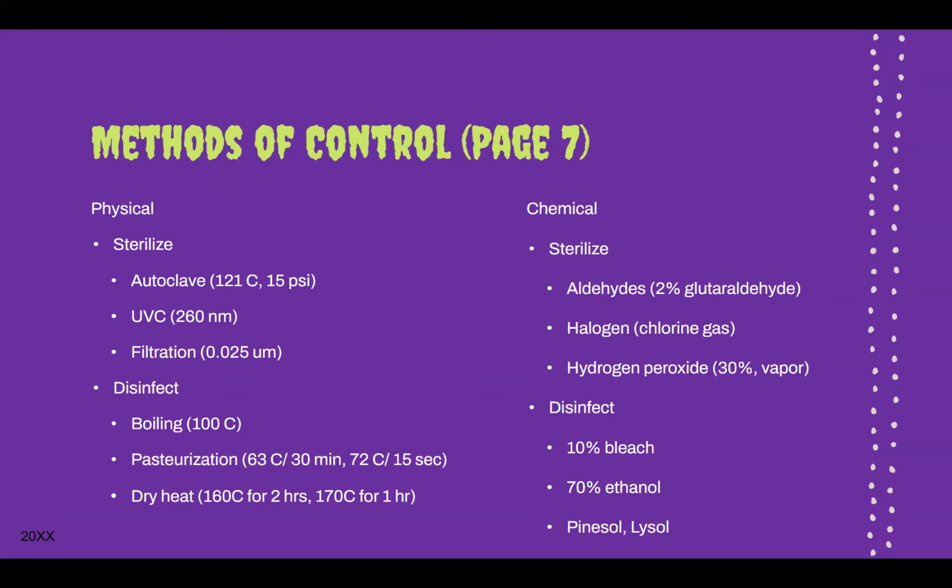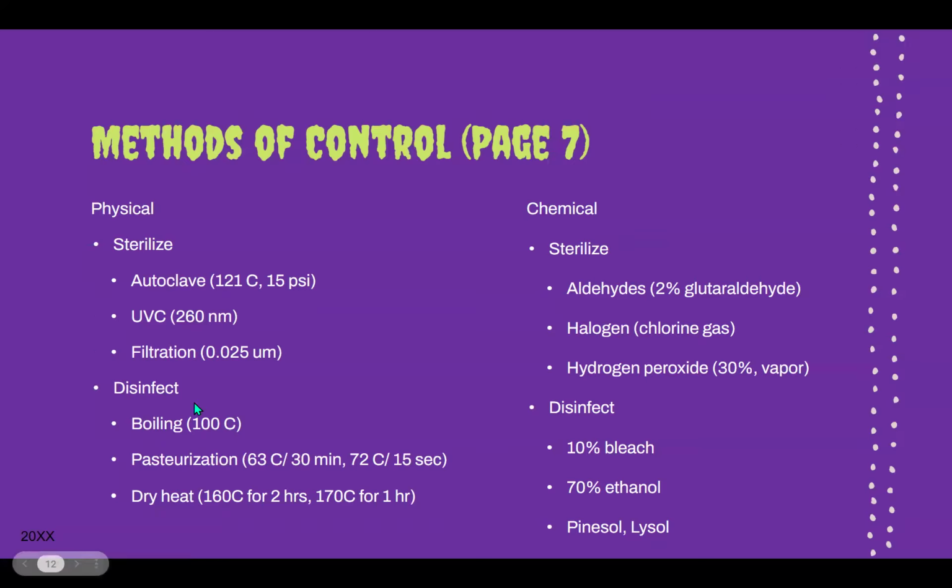So physical, things like the autoclave at 121 degrees Celsius at 15 psi, ultraviolet C at 260 nanometers, and things like filtration, which will sterilize but will not kill. And then on the chemical side, we've got our O's, the aldehydes, the halogens, and the hydrogen peroxide. Specifically for sterilization, halogens and hydrogen want to be in a gas form. That's the best way to sterilize. Whereas disinfectants can be more liquids like your rubbing alcohol, your isopropyl alcohol, or your hydrogen peroxide you have here at home.